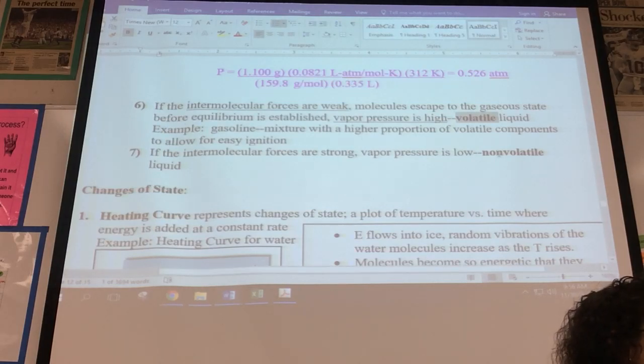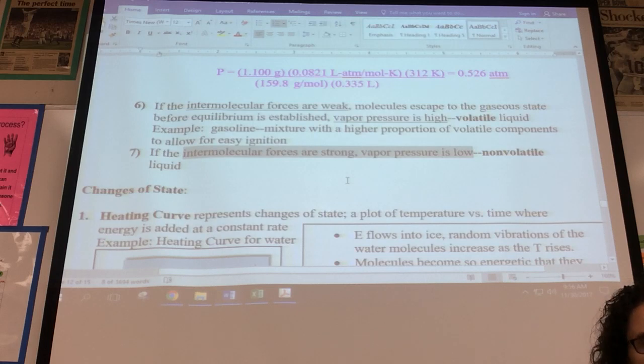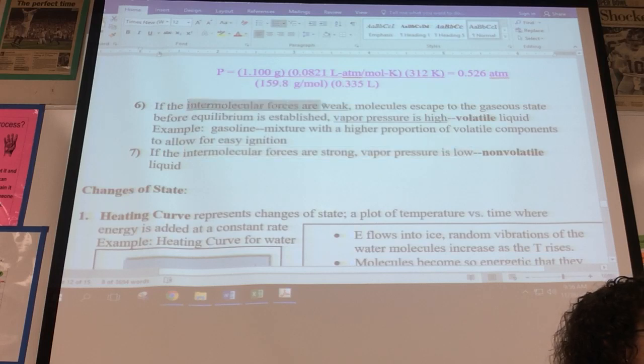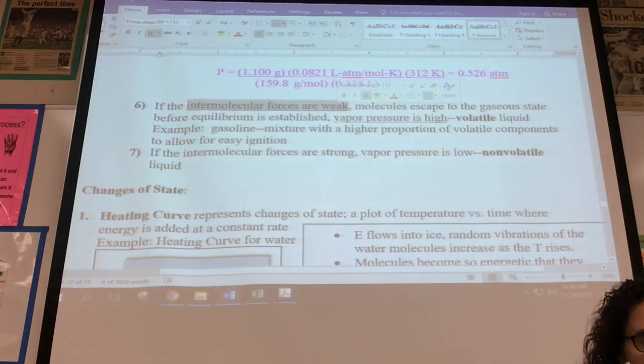A non-volatile liquid is one in which the IMFs are very strong, so the vapor pressure is low. For example, water. So vapor pressure is very much linked to IMF strength. It works in the reverse fashion of boiling and melting. Be very careful there. It is commonly asked.